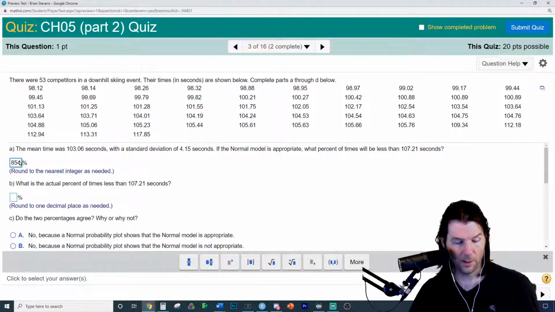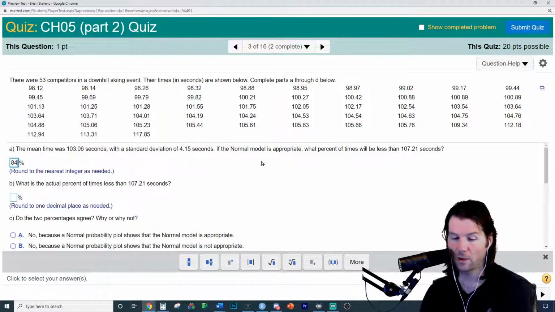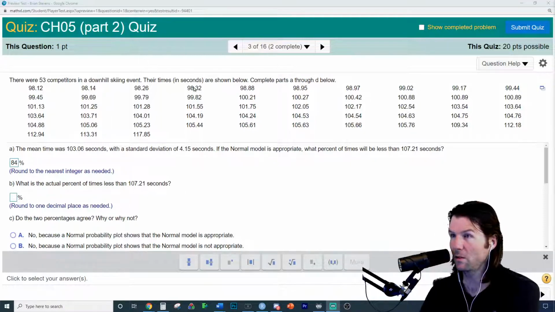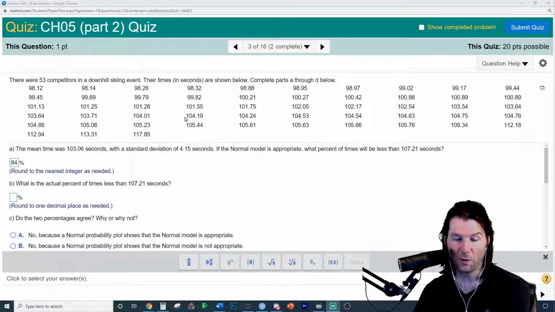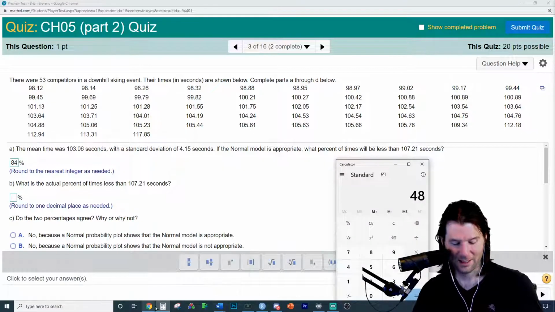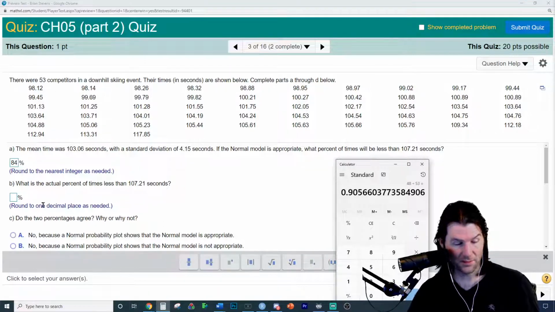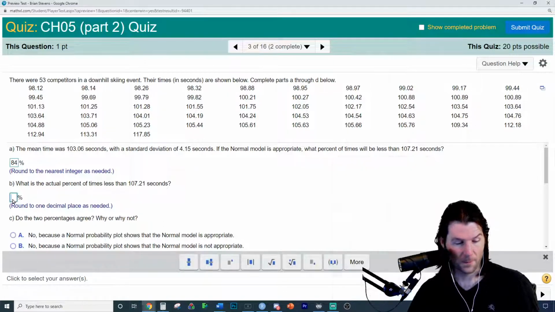Power just blinked. Don't go out, power. We should be fine. What is the actual percent of times? This is where people usually make a mistake because it's a little confusing. What is it asking? It's looking at these 53 times up here, and it wants the actual percent less than 107.21. 107.21 would be right here. So there's 1, 2, 3, 4, 5 times above. And if there's 5 times above, there would be 48 times below. We're not going to count that, we're going to subtract. So 48 out of 53, and that's 90.57. Round to 1 decimal, 90.6.